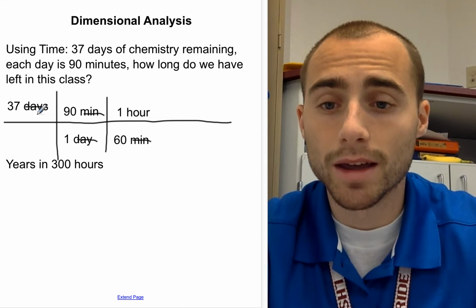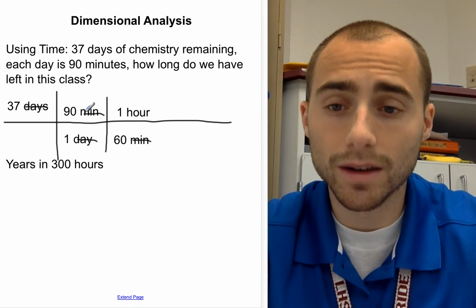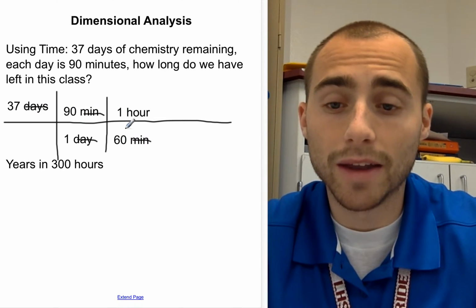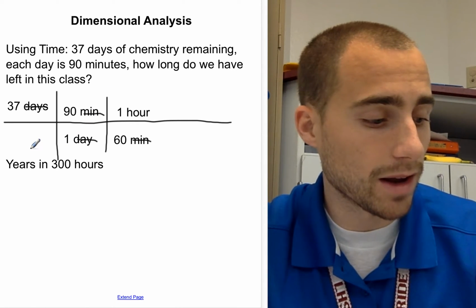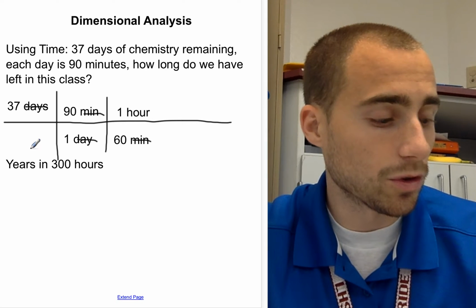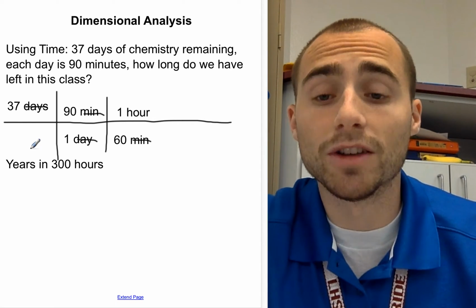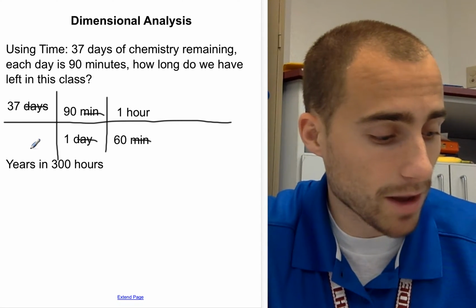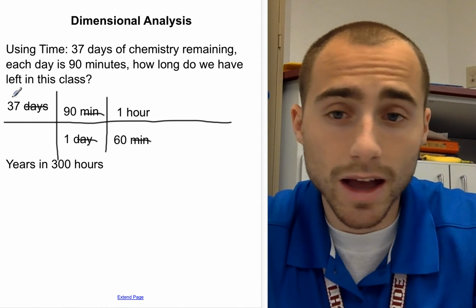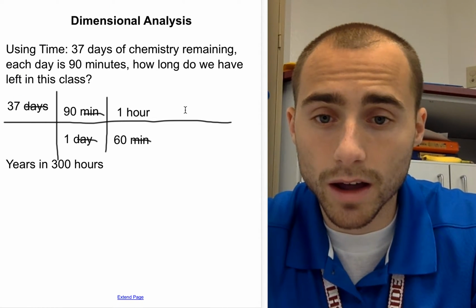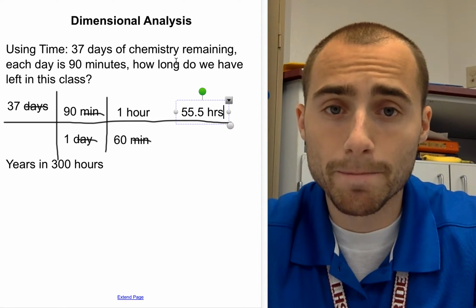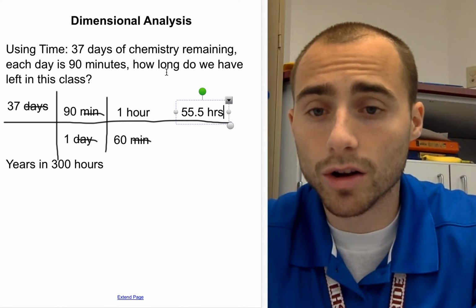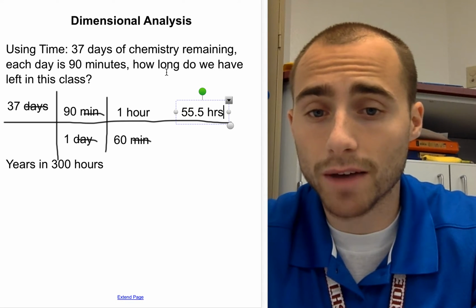so that works just fine. Then all I have to do is 37 multiplied by 90, and then I have to divide by the bottom, which is 60. So you do 37 multiplied by 90, and that gives you 3,330. But then you can't forget, you have to divide by the bottom, which is 60 in this case, and you end up with a final answer of 55.5 hours remaining. So that is how long we have left in chemistry, 55.5 hours.